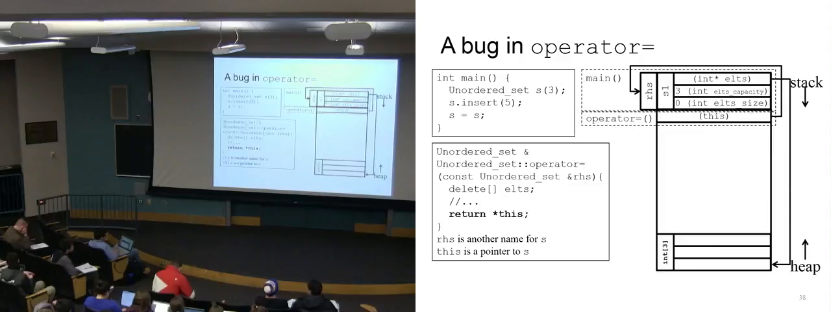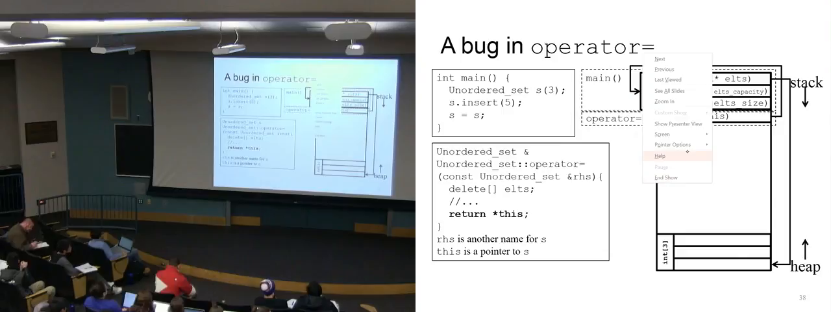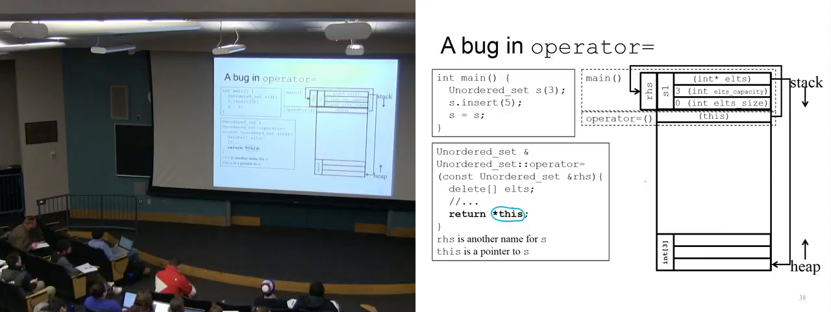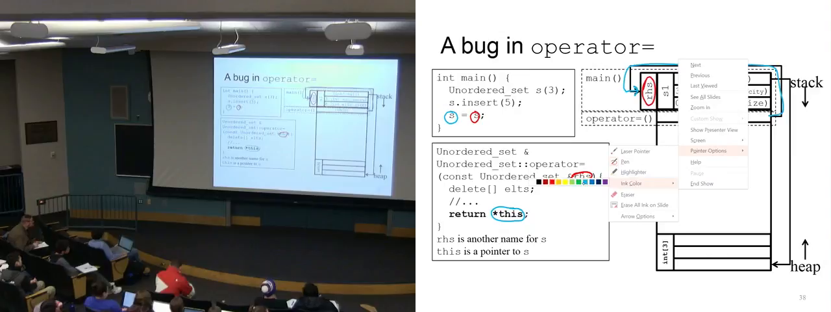All right, let's take a look. We're going to use pictures to answer the question. Here's my main function, and this is the line of code that we're concerned with. So we know that the left-hand side is like that, right? And we know that the right-hand side, okay, so they're the same. Got that.